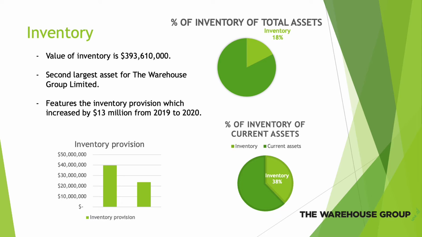Inventory is the second largest asset for the Warehouse Group. Inventory comes with a risk of material misstatement from things such as obsolescence, the large amount of items contained in their inventory, and judgments and estimates from the inventory provision.